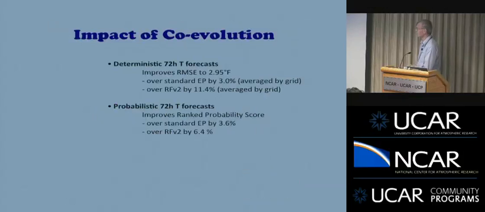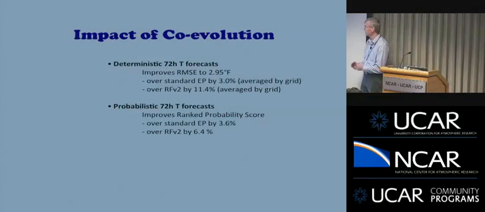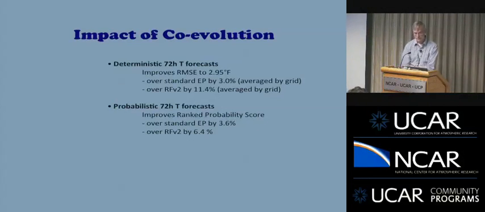So just to summarize some of the experiments I've done so far, using coevolution, I found it improves the root mean square error averaged over the whole domain to about 2.95 degrees Fahrenheit. And as I said, the bias-corrected reforecast is about 3.55, I think, so it improves it quite a bit. That improvement is about 3% more than you get from the standard evolutionary programming approach. So coevolution has helped even more, and it improves 11.4% over the RF version 2.